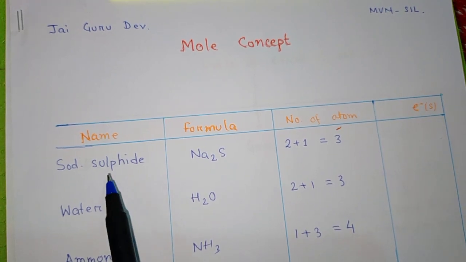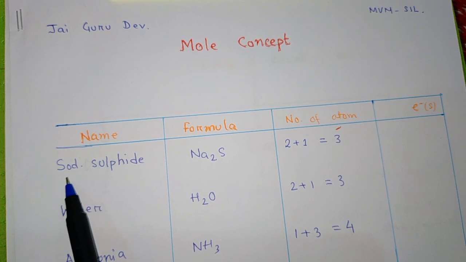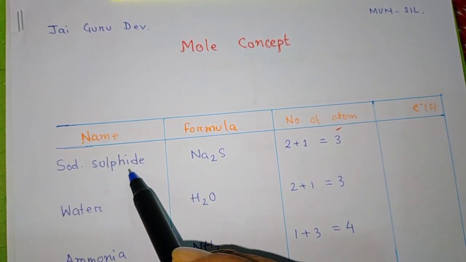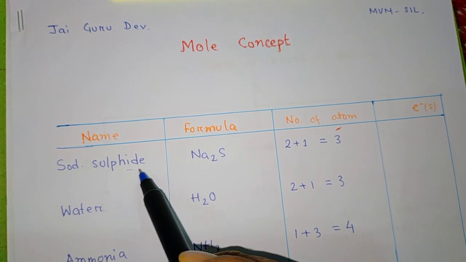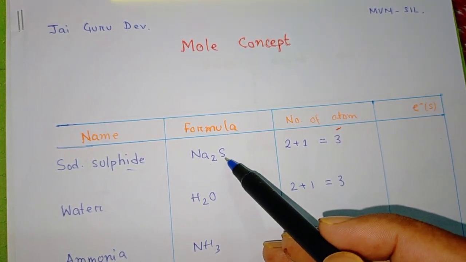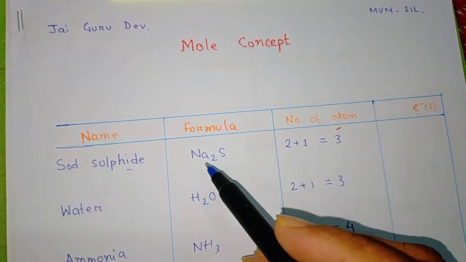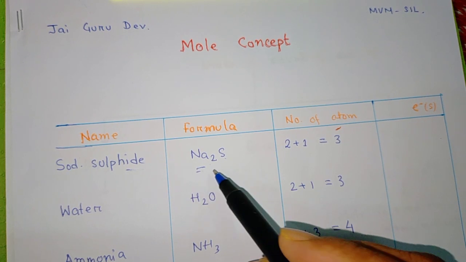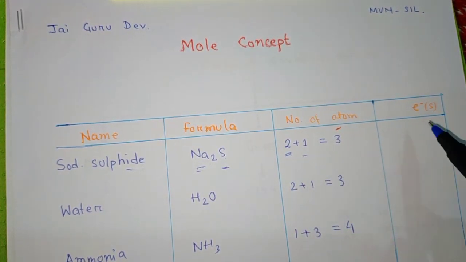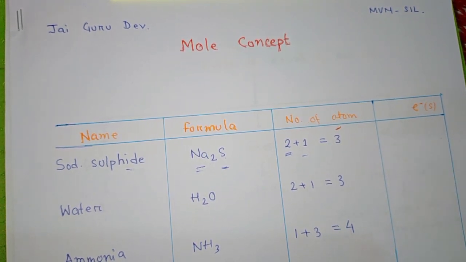Now first of all, student, if the name of the compound is sodium sulfide, IDE, the formula is Na2S. Now in Na2S, how many atoms are there? There are 2 atoms of sodium, 1 atom of sulfur. So in total it makes 3.